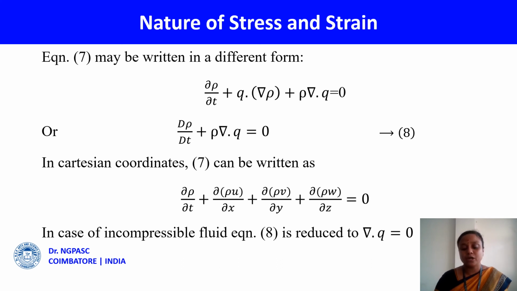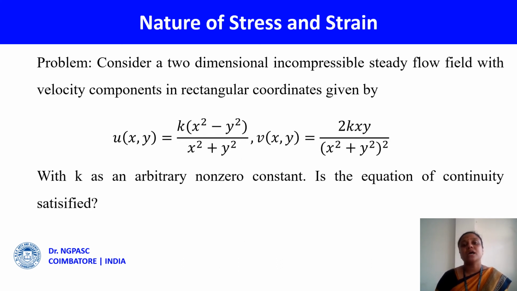Following this, we can solve one problem. Consider a two-dimensional incompressible steady flow field with the velocity components in rectangular coordinates given by u of x comma y, which is k into x square minus y square divided by x square plus y square, and v of x comma y, which is 2kxy divided by x square plus y square, the whole square, where k is an arbitrary non-zero constant. We have to find out whether the continuity equation is satisfied.